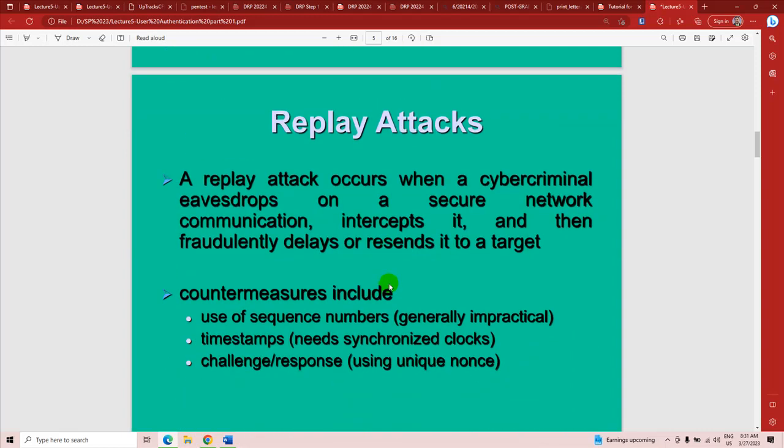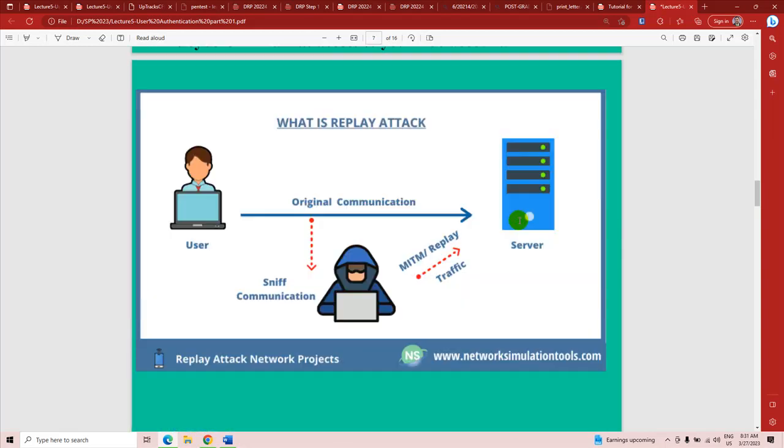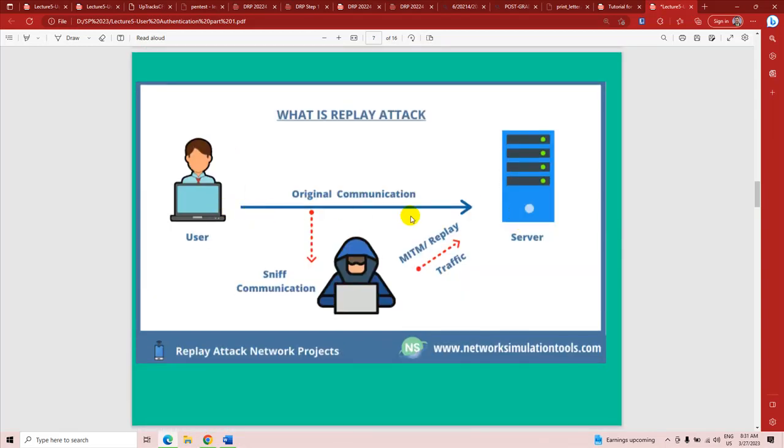So what is a replay attack? A replay attack occurs when a cyber criminal eavesdrops, sniffs on a secure network communication. He would intercept the message, capture the message, and then fraudulently resend the message to the target. So you can see this user is sending a message to the server. The message is captured by the attacker and the attacker would send the message after some time to the server. Okay.